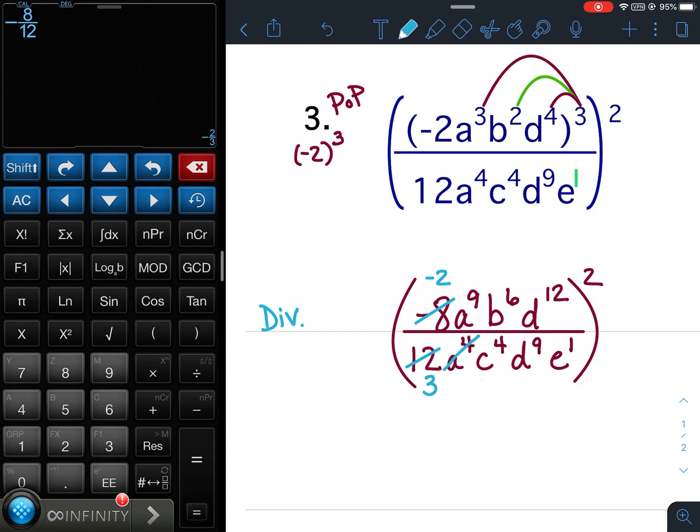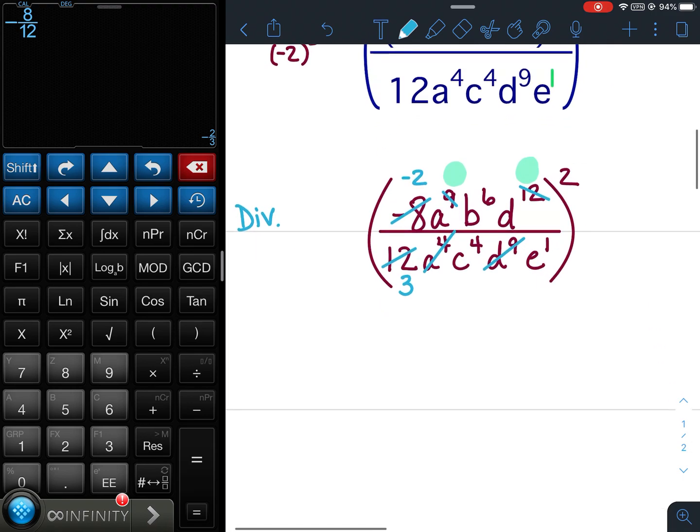A to the 4th is the smaller exponent. Cross out the 9. You're going to need to subtract that and figure out what the new exponent for the a is. There's no b on the bottom. There's no c on the top. D to the 9th has the smaller exponent. Cross out the 12. Again, you're going to need to figure out what that exponent is. And then there's e to the 1st on the bottom.